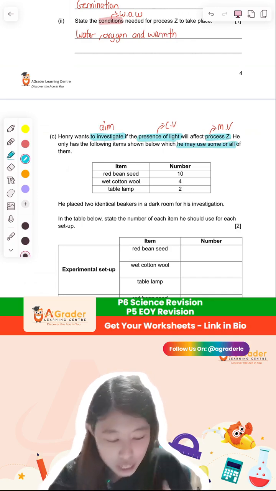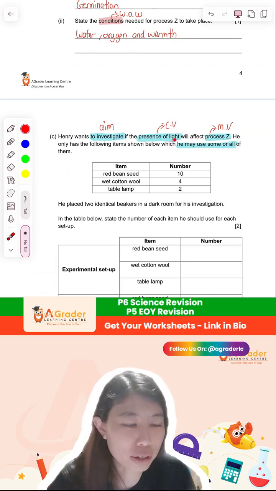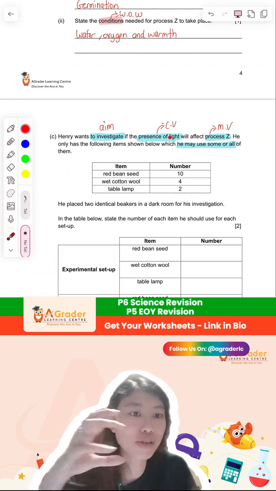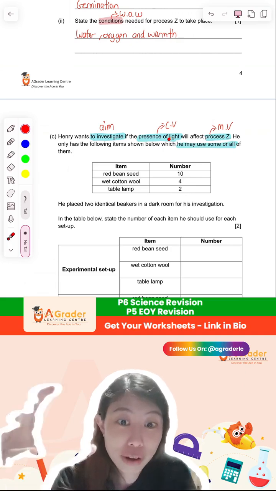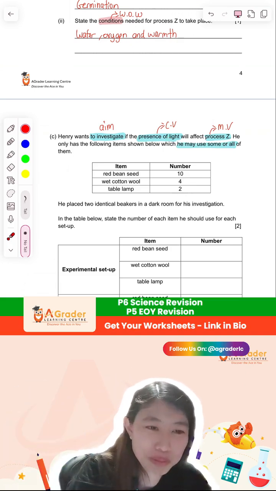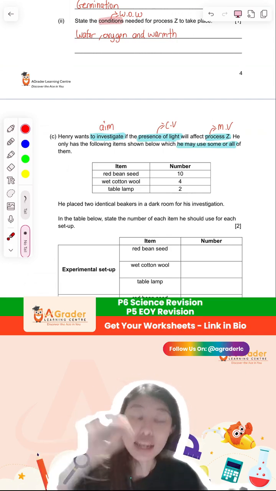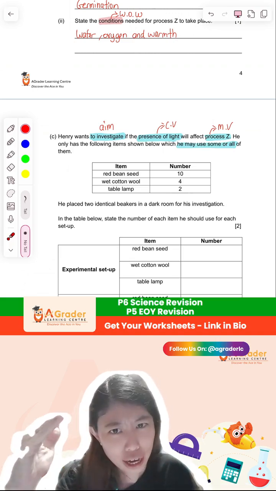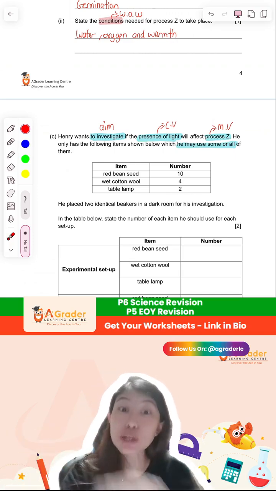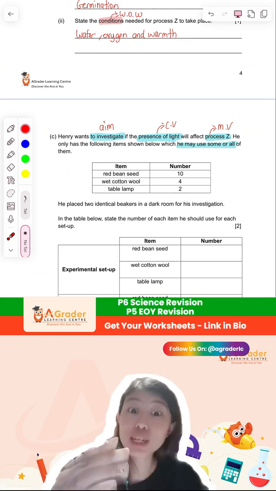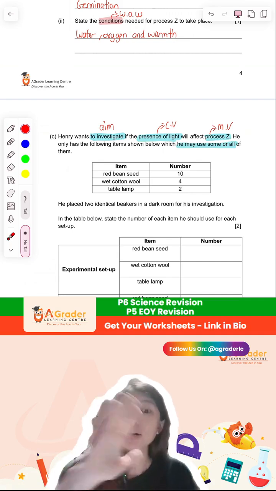Always remember, if my change variable is presence of light, what must happen? One setup must have what? One setup must have light. The other setup can or cannot have light? No light, very good. Because the presence of light must be my change variable. So one is a yes, one is a no. One has light, one has no light.